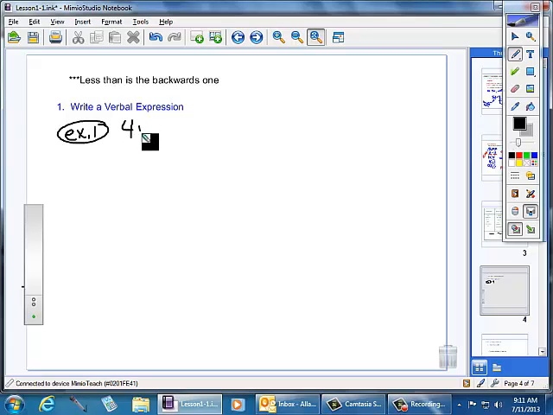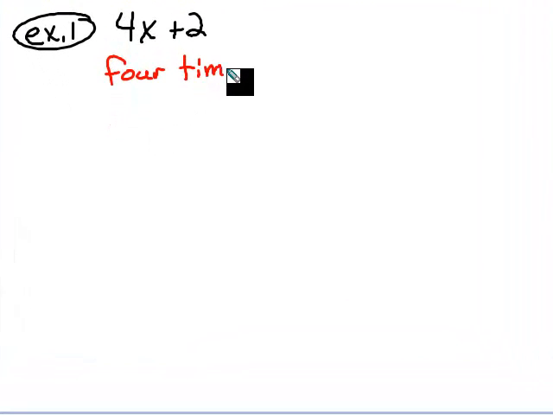We have this algebraic expression. Okay? I just need to write that in words. Doesn't seem too tough. Well, it's not. All that says is that first term is 4 times some number x plus 2. It's that simple. That's all we're going to do. We're going to take the algebraic expression and write it in words.